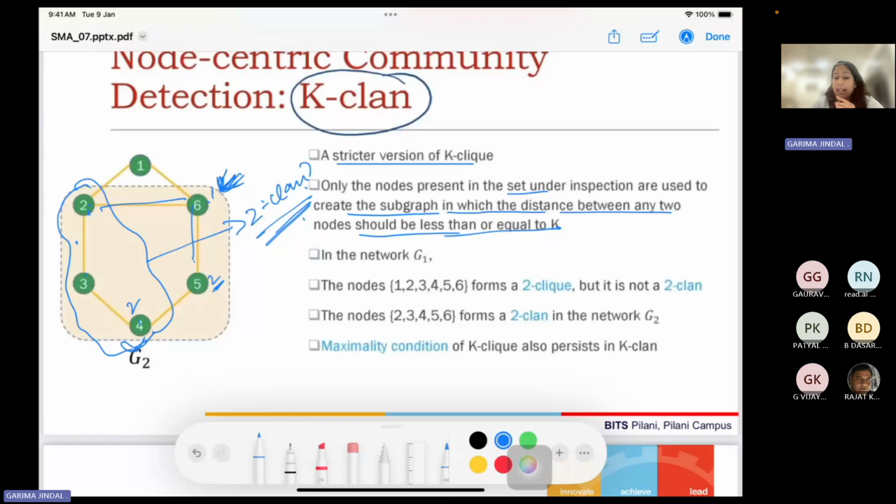Okay. The answer is incorrect. Why? Because in this particular set of nodes, the maximality condition is not met. So initially I told that the subset of nodes should be maximal. Here, if we add node number 6 or node number 5 to this particular group, they are still a 2 clan. So if I add 6 and 5 to this subgraph, it will still be a 2 clan. So that's why this is not the maximal subset, and that is why this is not a K clan.